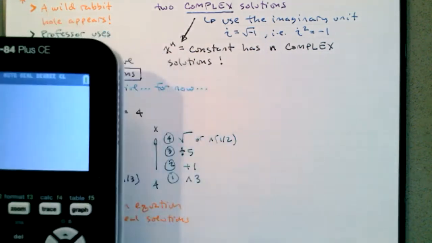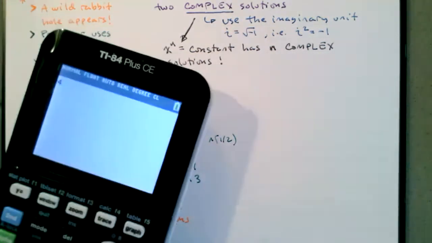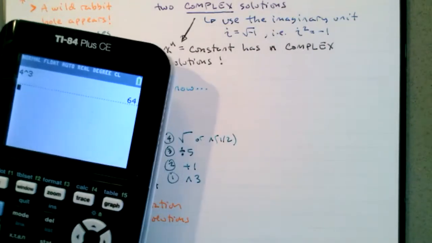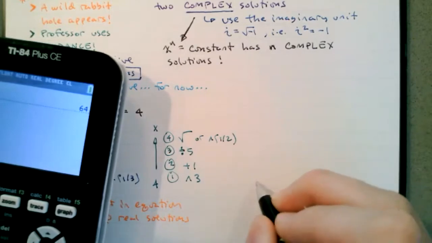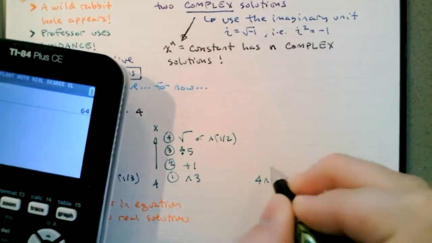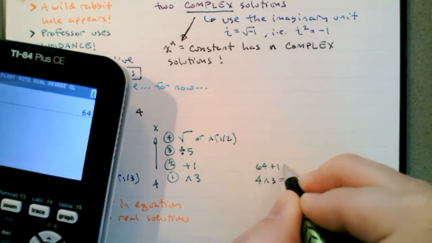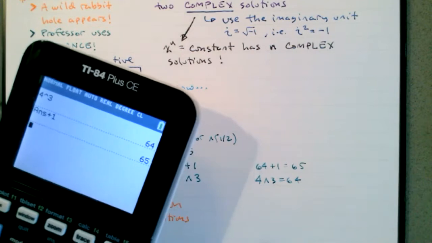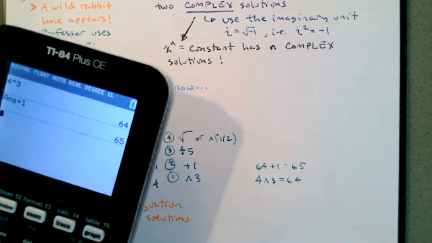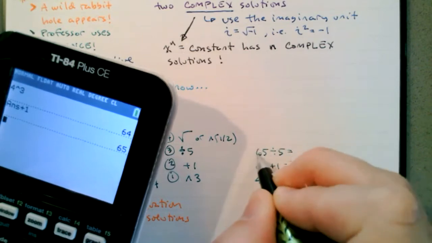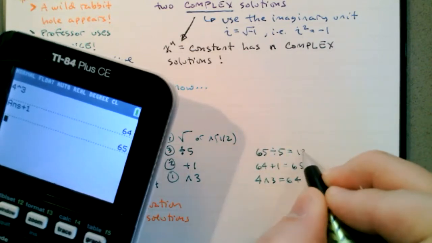So let's start with a 4 and raise that to the 3rd power. That's 64. So 4 to the 3rd is 64. Then take the 64 and add 1 to get 65. Then take the 65 and divide it by 5. You get 13.